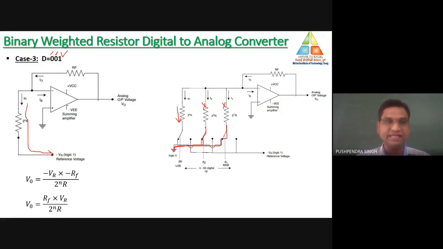Again the circuit is the same, and the output will be minus RF by R1 into Vin. Here Vin is minus VR, RF is equal to RF, and input resistance is what? 2 to the power NR. So from there, this is the value of output. So when only individual bits are equal to 1, just connect that particular resistance with the input voltage source and calculate the value of output.